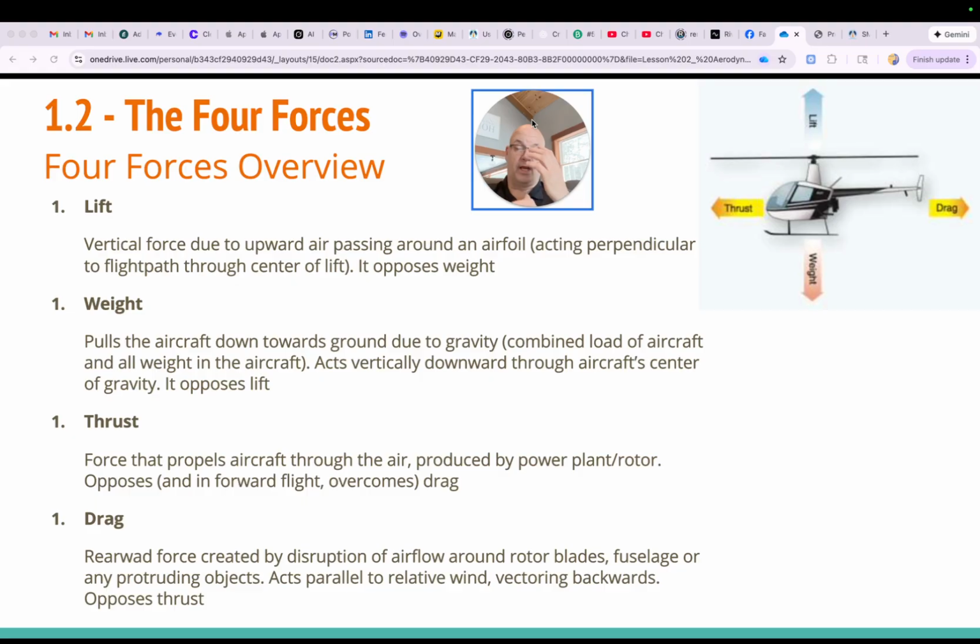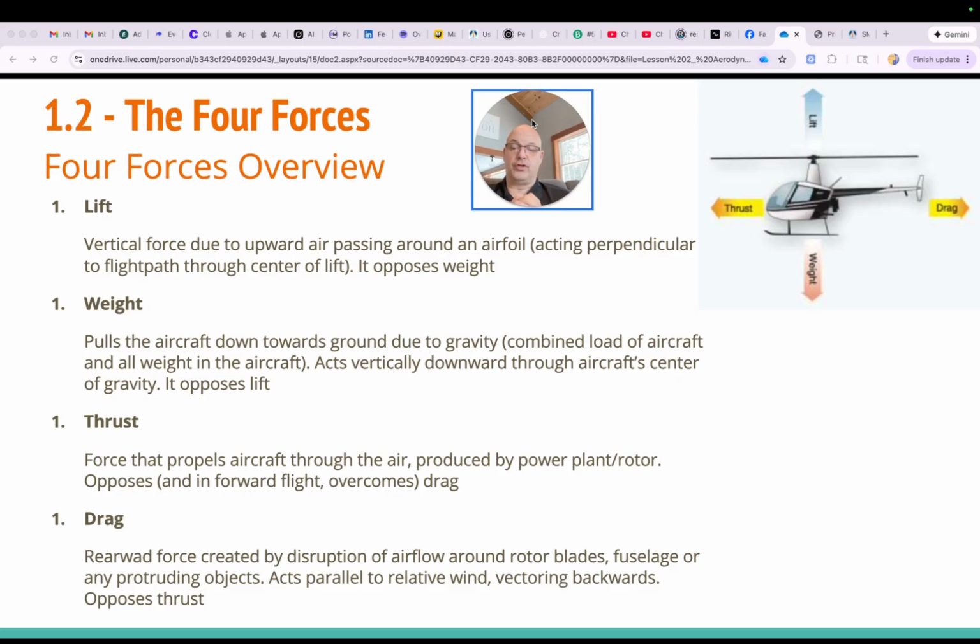The pull of the aircraft, therefore, on weight is downwards, towards the ground. Gravity, that we all have to live with. So it's the combined load of the aircraft and all of its weight inside the aircraft. It acts vertically, straight downward, through the aircraft's center of gravity, and it opposes lift. If we want to fly, we have to overcome this particular piece of the puzzle.